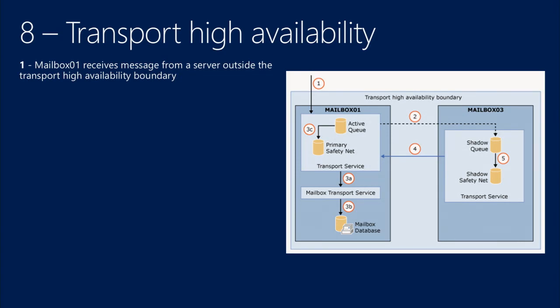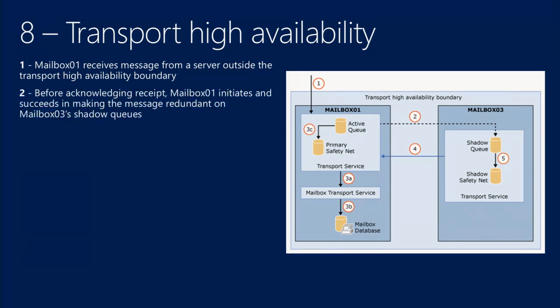So this could be another mailbox transport. This could be another transport service on a mailbox server in another DAG. It could be a front-end transport service. It could be a third-party SMTP stack that you're having delivered directly into the transport service.